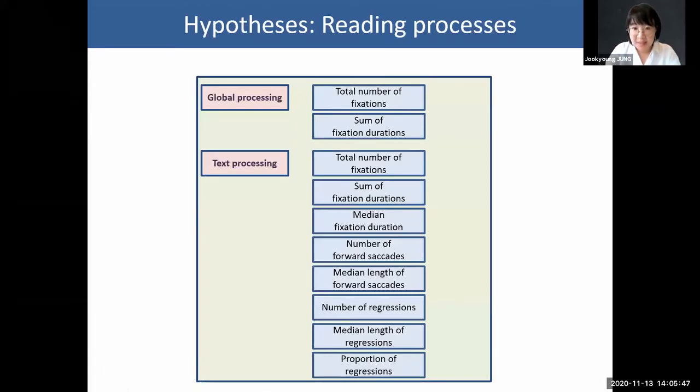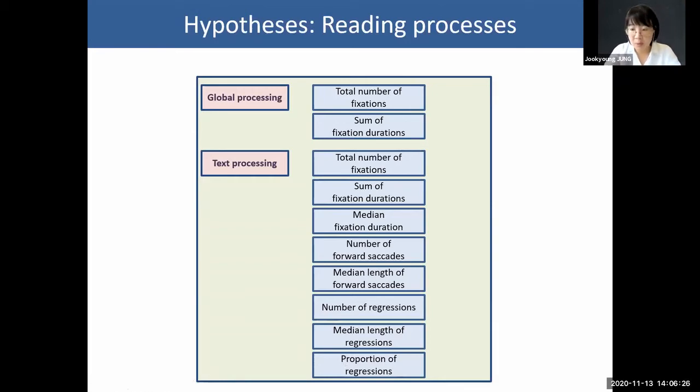And the hypothesis can be expressed like this. There were many different eye movement indices, such as the frequency of fixations, the total number of fixations, as well as the duration of fixations. For the global processing, those two are included. And for the text processing, in addition to the two, median fixation duration, number of forward saccades, number of regressions, median length of forward saccade, and median length of regressions, as well as proportion of regressions were included.